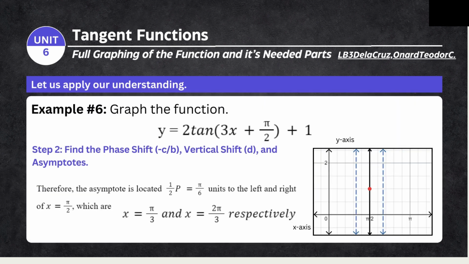Then, we'll find the resulting asymptotes of the graph. Therefore, the asymptotes are located at 1/2 of the period, which is equal to pi over 6 units, to the left and right of x is equal to pi over 2. So we'll simply add and subtract it to pi over 2, which will result in x is equal to pi over 3 and x is equal to 2 pi over 3, respectively.